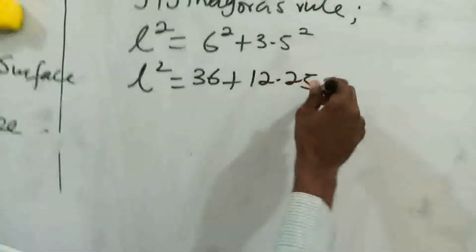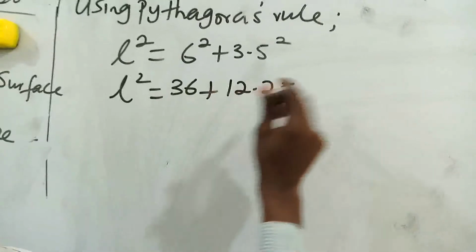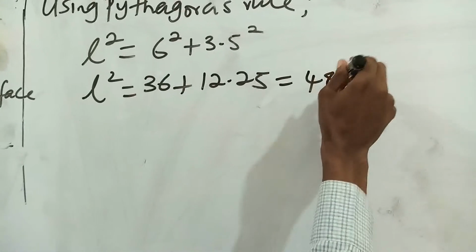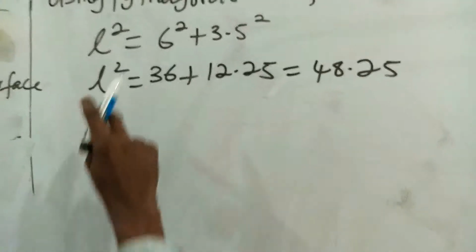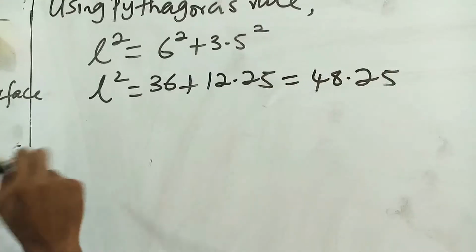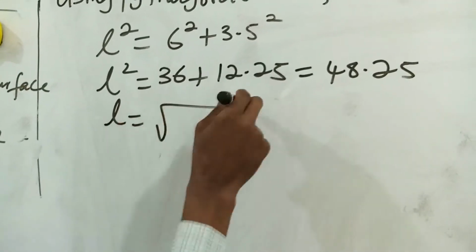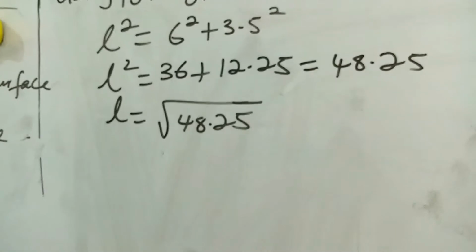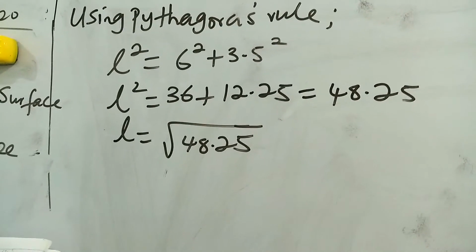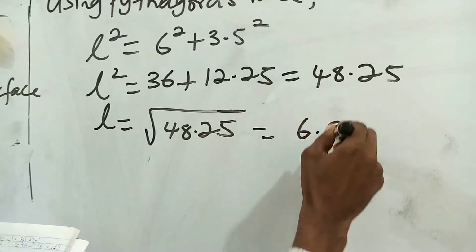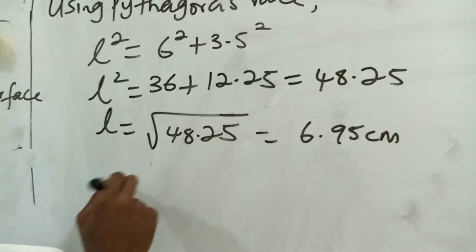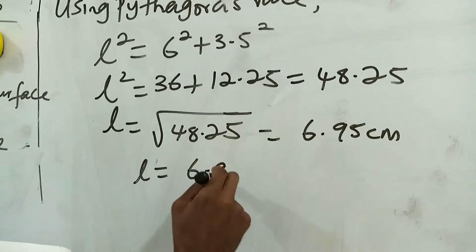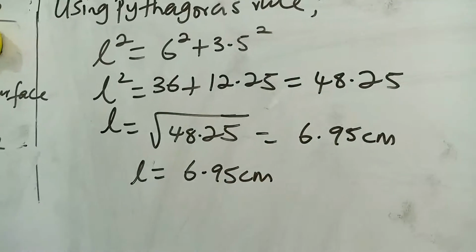12.25. So if we add this together, we have 48.25. Our L square is now 48.25. L will be the square root of 48.25. Use your calculator. The square root of 48.25 is 6.95 cm. So our length is given as 6.95 cm.